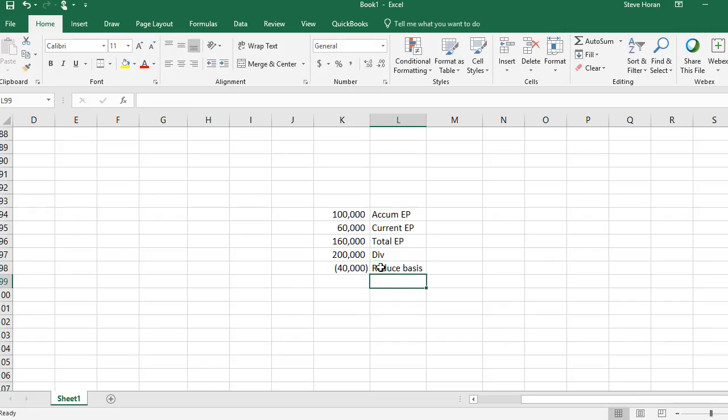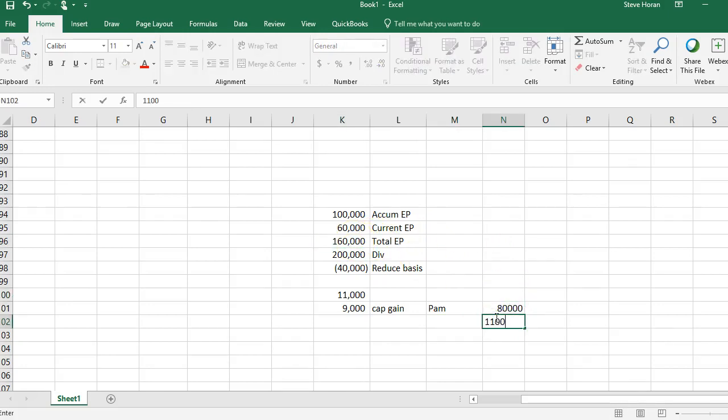Now we have to look at the basis of each individual. For Pam, the first one, her basis was 11,000, and half of this 20,000 will reduce that. So her basis will go to 0, and she'll have a $9,000 capital gain. So for Pam, she'll have an $80,000 dividend, half of this number here. She'll have an $11,000 basis reduction, and then a $9,000 capital gain.